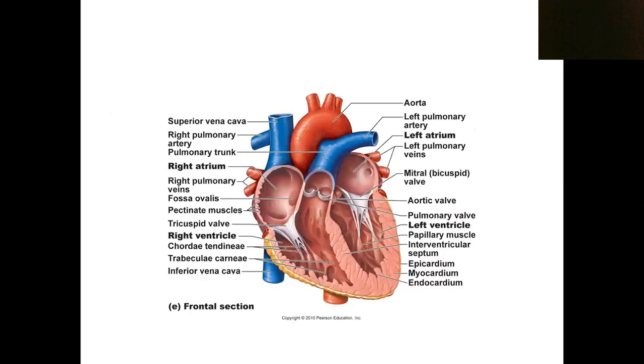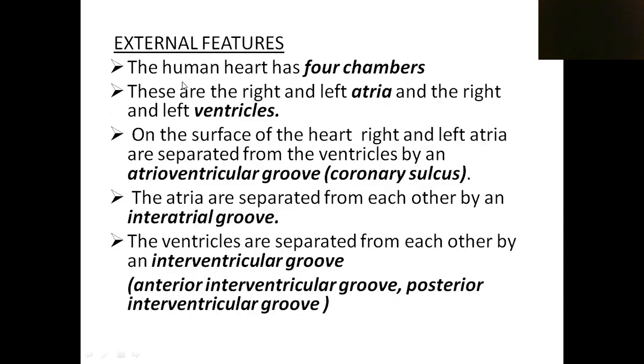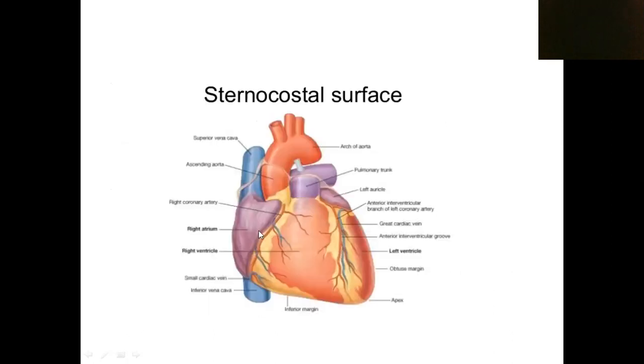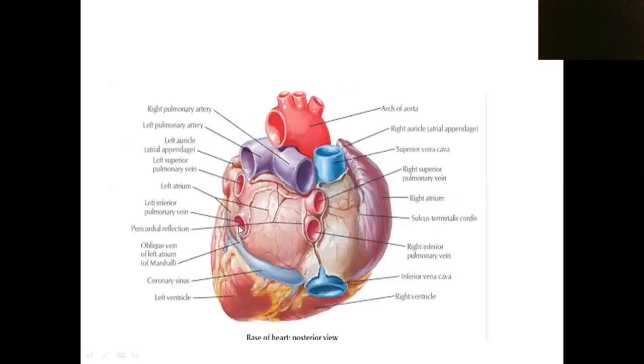Now we have to see the external features of the heart. See, it is having four chambers: right and left atria and right and left ventricle. Where? See, this one. This is the right atrium. This one is the right ventricle. So right atrium, right ventricle. On the opposite side, this is the left side of the heart. This is the left ventricle and this is a part of the left atrium. See here in this diagram, you can see the left atrium properly.